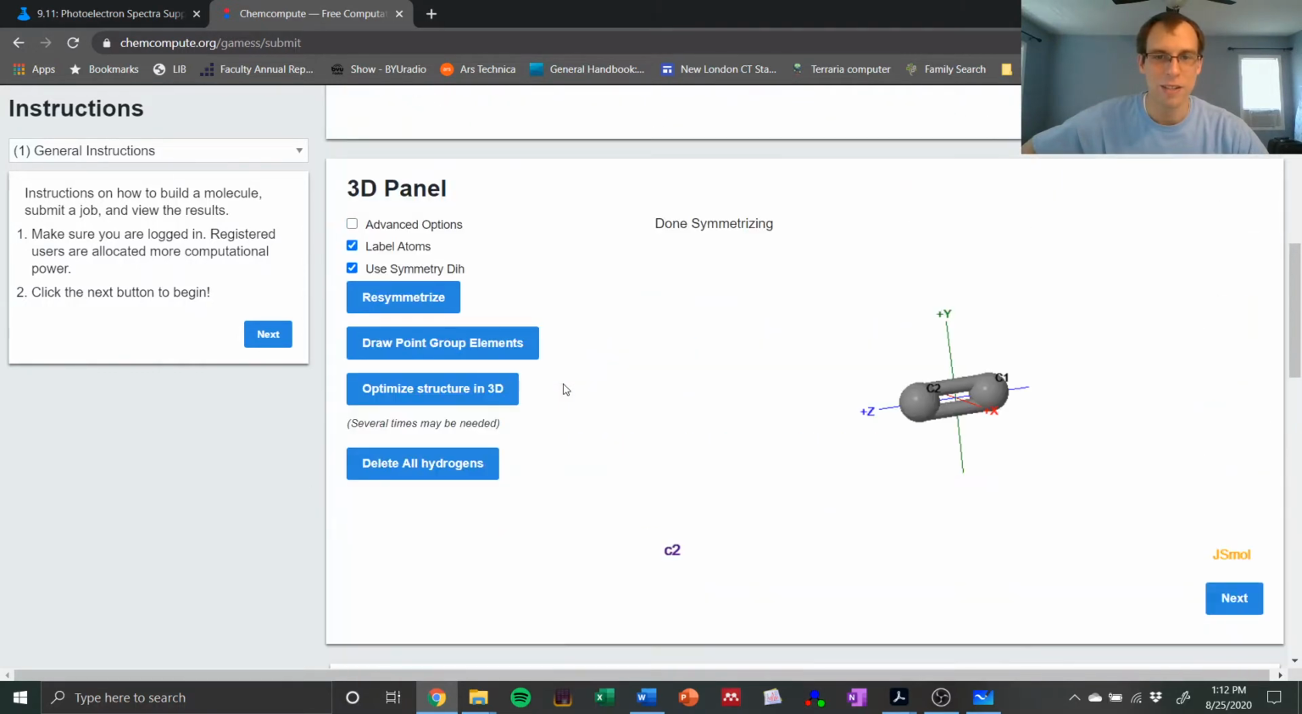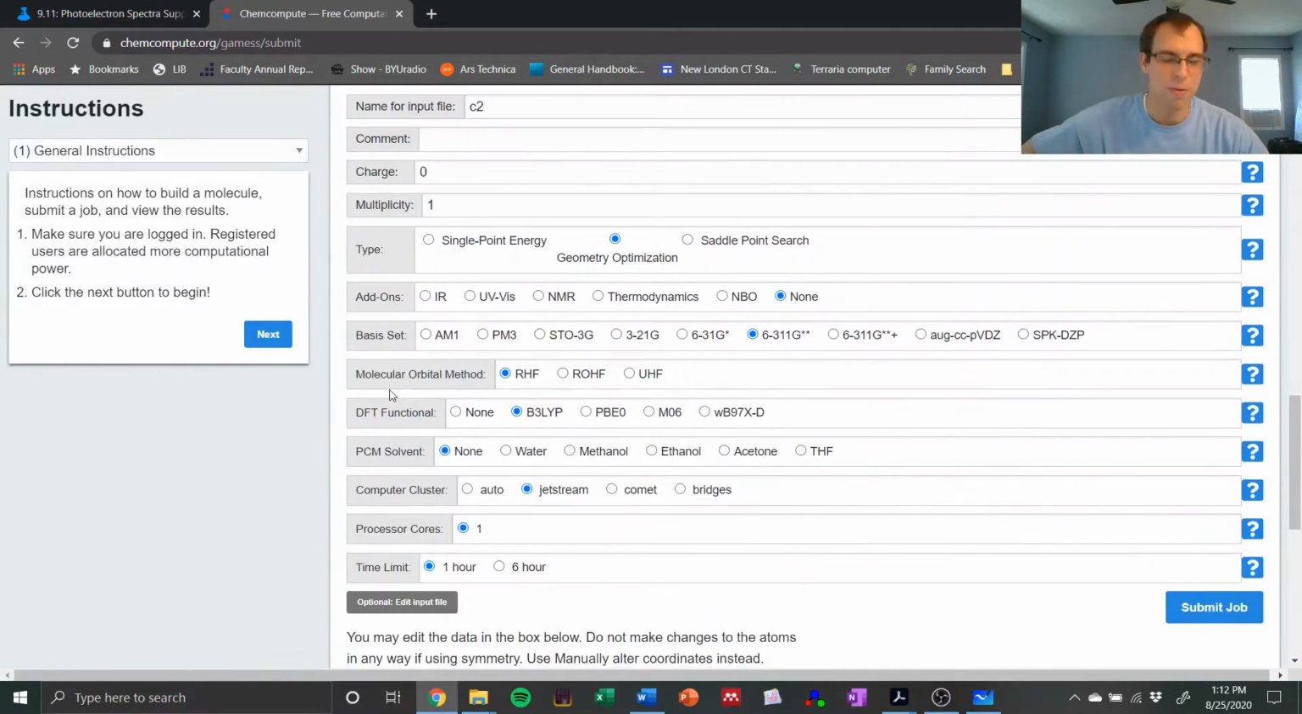All right. So for something as small as C2, the parameters we pick don't really matter, especially since we just want a decent approximation. We don't need something really expensive that gets us really, really good results but takes a long time. All right, so I'll submit this job.